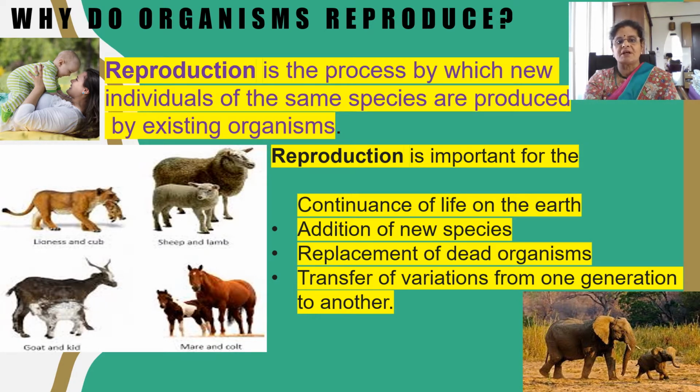Whatever the answer to this question, it is obvious that we notice organisms because they reproduce. It is the large numbers of organisms that belong to a single species that brings them to our notice, isn't it? So let's understand what is reproduction. Reproduction is another life process by which new individuals of the same species are produced by existing organisms. Reproduction is important for the continuance of life on the earth, addition of new species, replacement of dead organisms, and also transfer of variations from one generation to another.